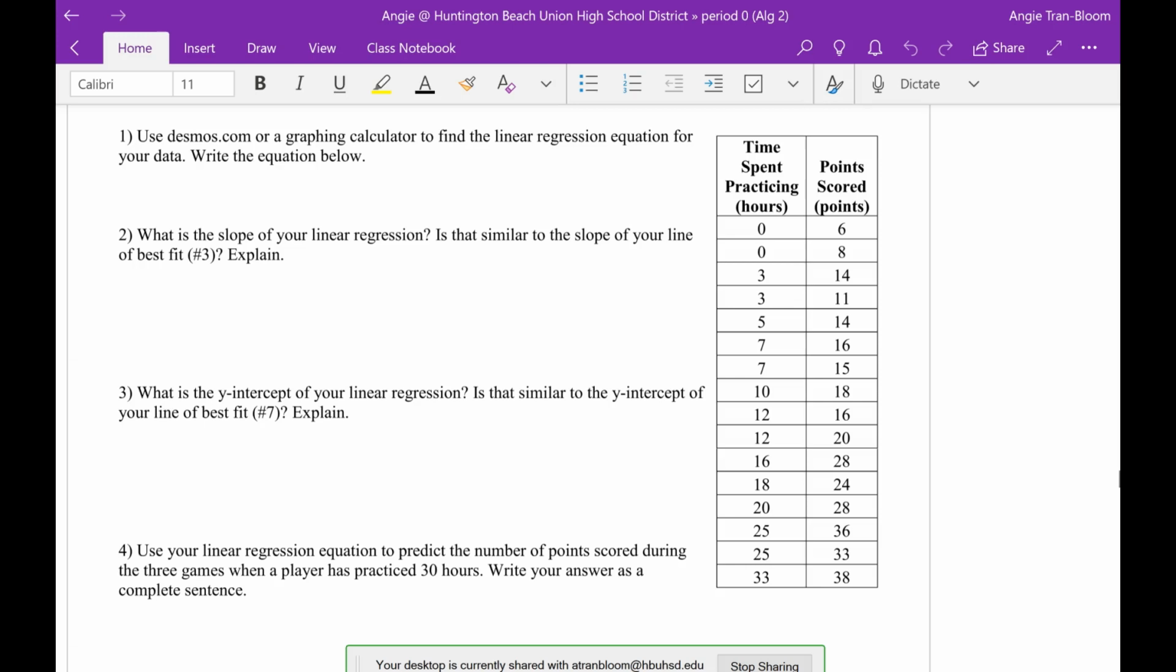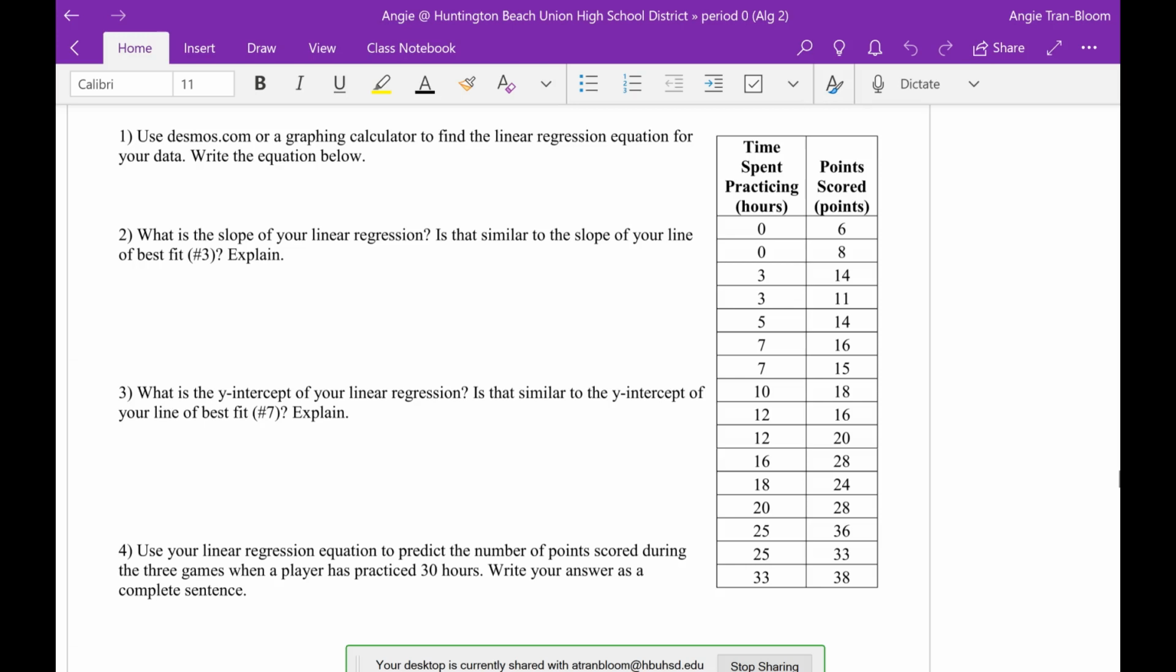Go back and enter in your L1, L2. Once you have entered in your list, L1 is always going to be your input. L2 is always going to be your output. Is this supposed to be just numbers? No. You need to hit enter, hit 0, enter.